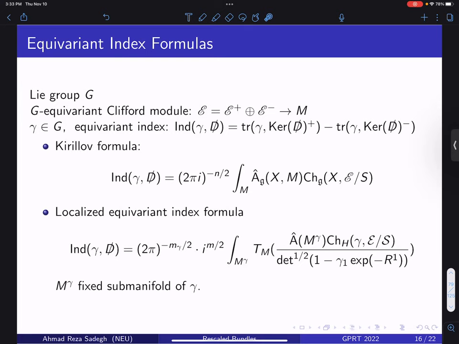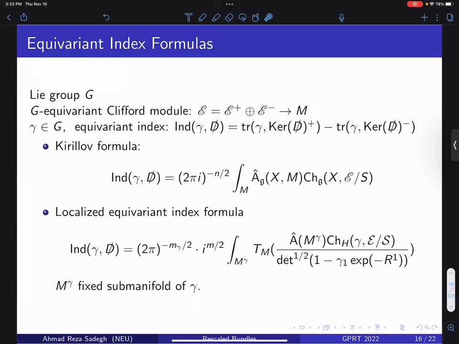I will tell you these two formulas actually come, in a sense, very easily from the rescaled bundle point of view, but you have to find the appropriate rescaled bundle and the deformation to the normal cone, or the type of tangent groupoid, that you have to use.